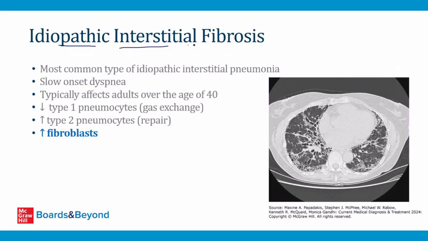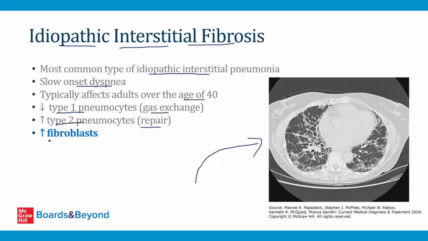Idiopathic interstitial fibrosis is the most common subtype of idiopathic interstitial pneumonia. Patients develop the classic interstitial lung disease CT scan, like what I've shown on the slide here. They have an associated slow onset of dyspnea. It usually affects older adults over the age of 40. And biopsies have been done of the lung tissue in these patients, and what they see is a decrease in the number of type 1 pneumocytes. These are the pneumocytes that are important for gas exchange. They see a rise in the number of type 2 pneumocytes. These are the pneumocytes that are important for repairing the lungs.